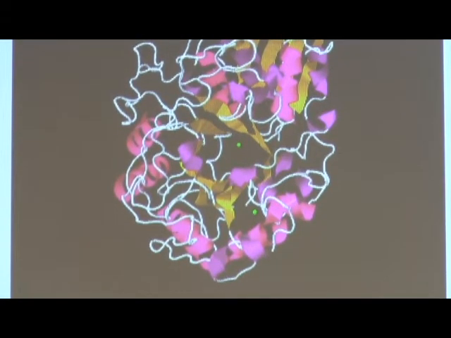We're going to focus our discussion on alpha amylase. This is the structure of human salivary alpha amylase. The structure consists of 3 domains, A, B, and C, and consists of 1 calcium ion and 1 chloride ion to stabilize the active site. The pink structures represent alpha helices, while the orange structures represent beta sheets within the structure.